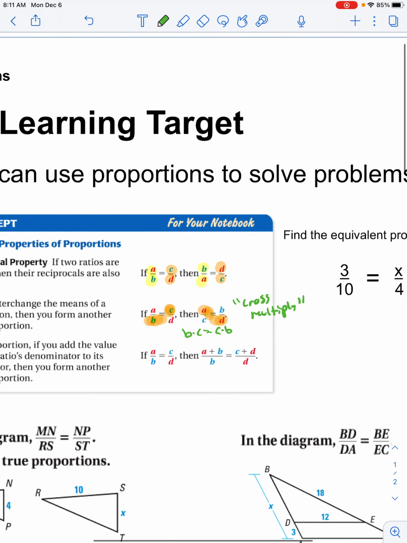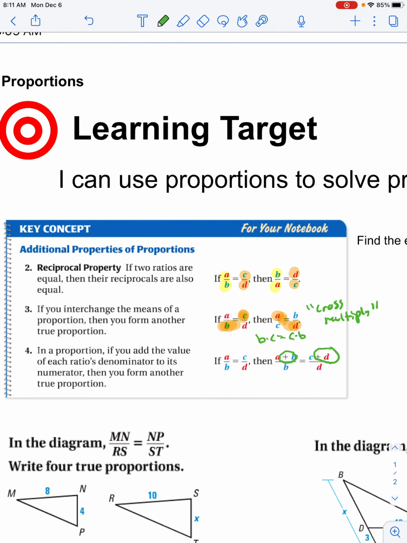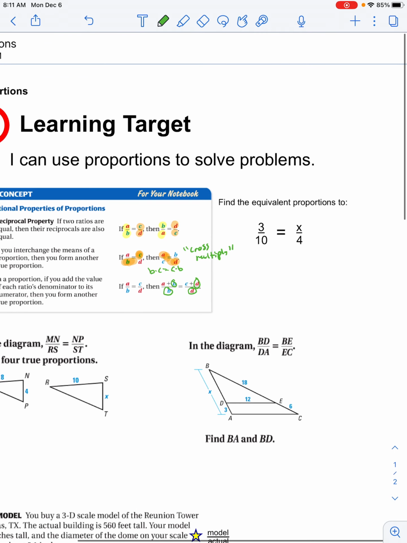One other way I can always get an equal statement is if I add something on the top, I better add that same thing on the bottom. Notice that these values are the same as the denominator. So I'm adding the denominator here, meaning I better add my denominator over here.